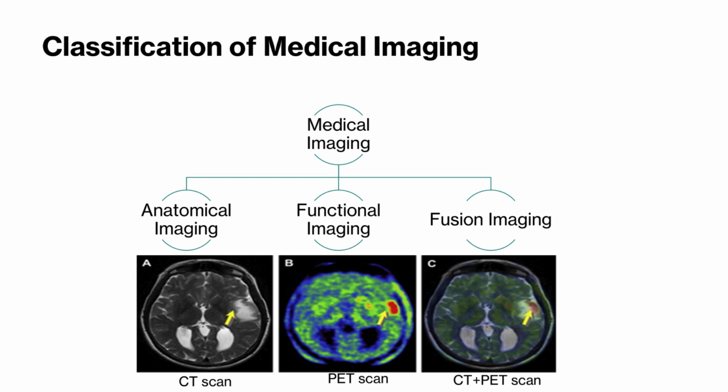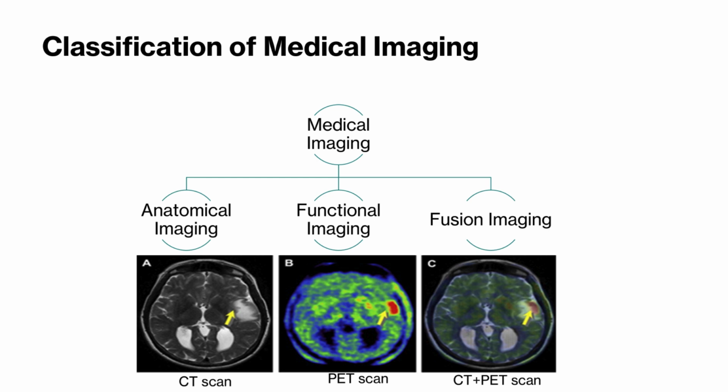Anatomical imaging techniques give anatomical details of internal organs. Examples of anatomical imaging are X-ray, CT scan, ultrasound, etc. Functional imaging techniques give functional information of internal organs. Examples are PET scan, SPECT scan, etc. Fusion imaging is a combination of anatomical and functional imaging to create an anatomical as well as functional representation of an internal organ. An example of fusion imaging is CT plus PET scan.